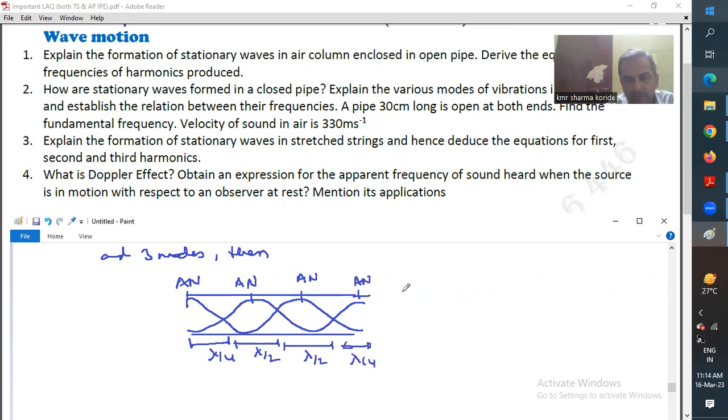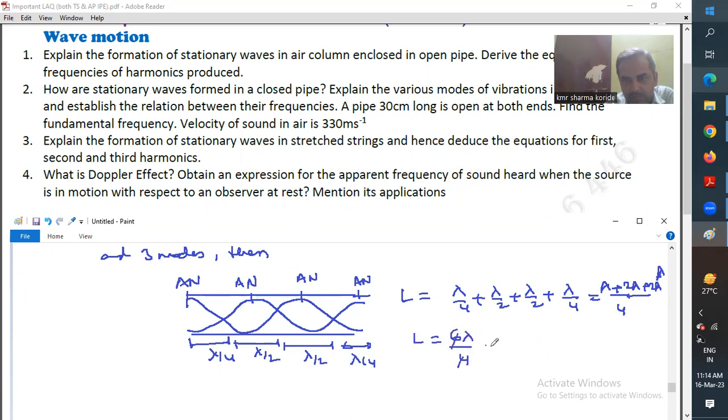So altogether, within the length of the pipe, lambda by 4, lambda by 2, lambda by 2, and lambda by 4. Taking 4 as LCM, here is lambda, 2 lambda, 2 lambda, and lambda. So this is 6 lambda. L is equal to 6 lambda by 4, so this is 3 lambda by 2. So lambda, you call this lambda 2, is equal to 2L by 3.